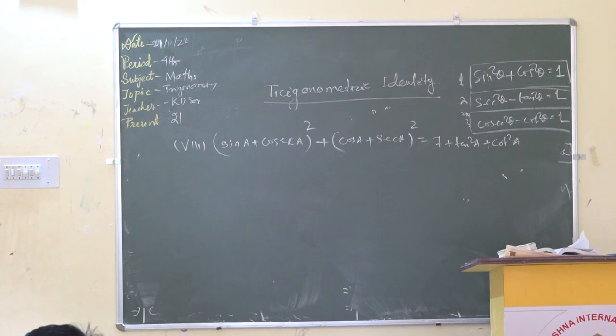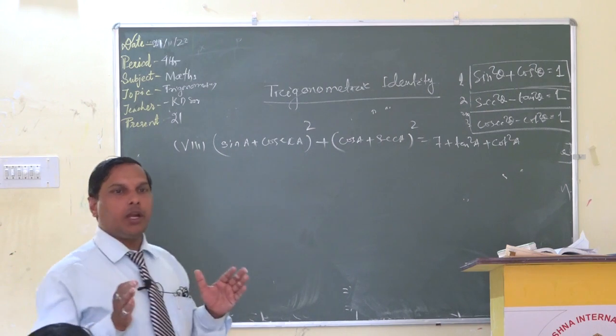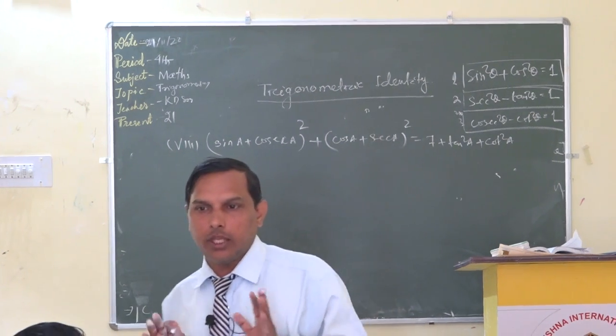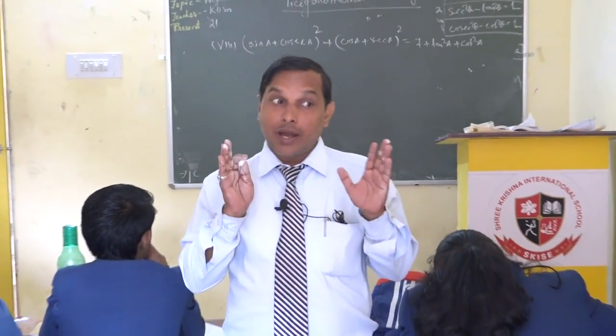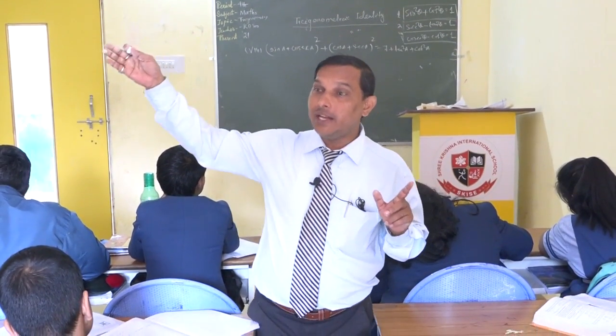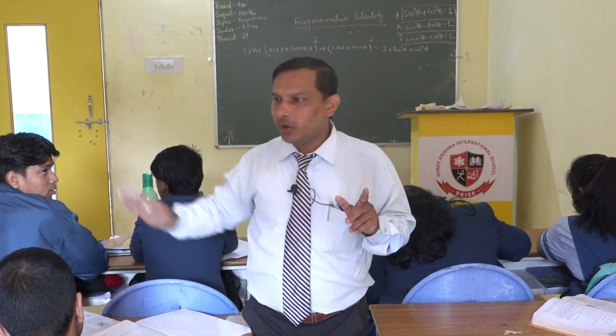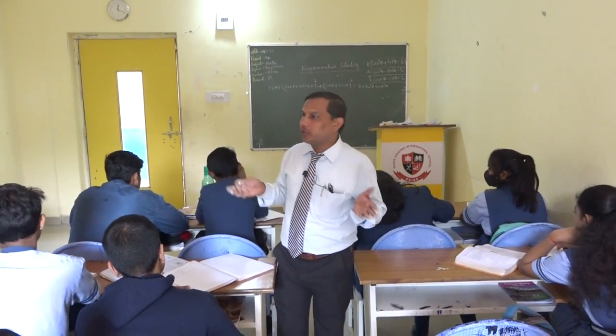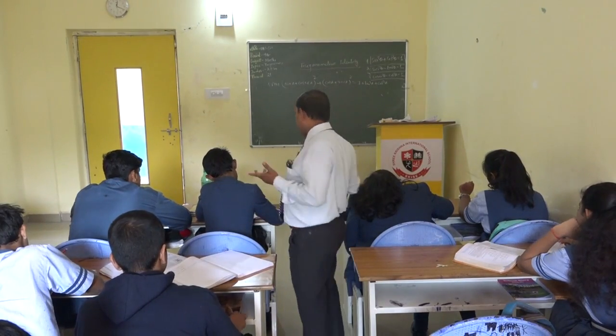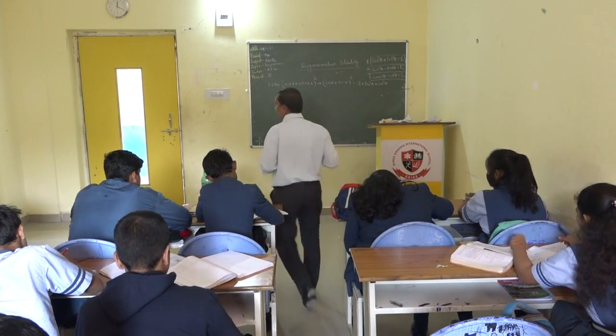Okay, fine. See students, it is very important for you all that we think of the identities we have read in algebraic expressions, that is also required here. Your A plus B whole square, A minus B whole square, A plus B whole cube, A minus B whole cube, A cube plus B cube, A cube minus B cube, A plus B plus C whole square.